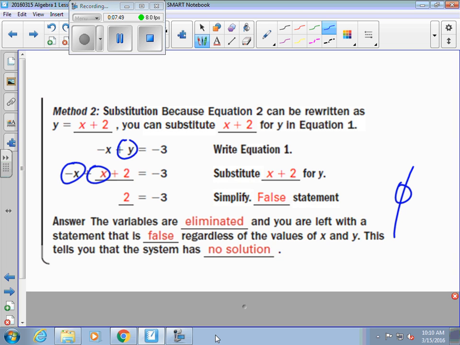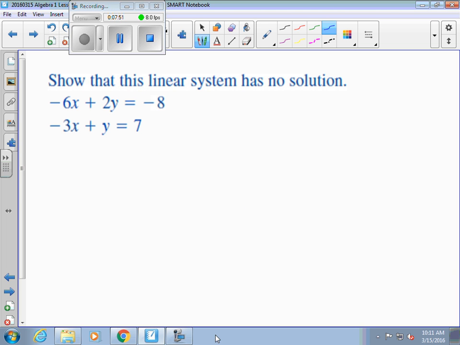So on the back, show me how this system has no solution. You can do it, again, with one of the two methods. If you get stuck, turn back and take a look at it. Either graph them and show, we know they're going to be parallel lines, or do it algebraically. Plug it in.